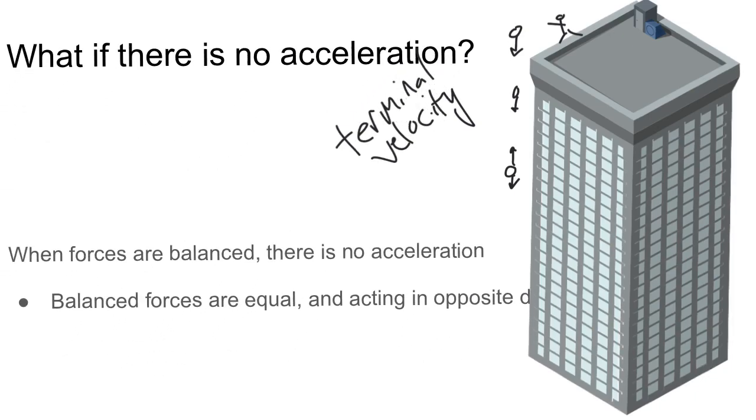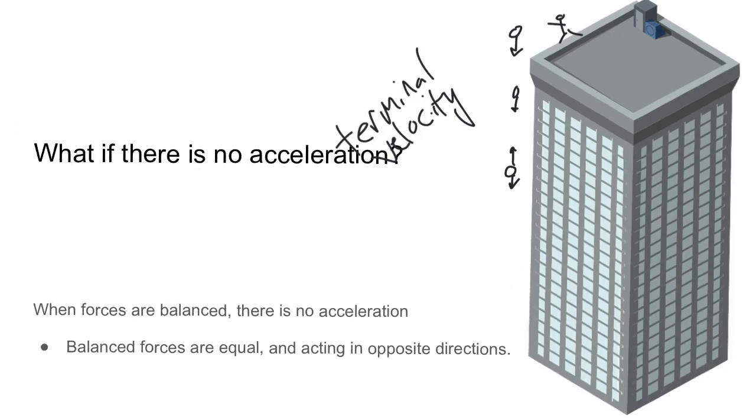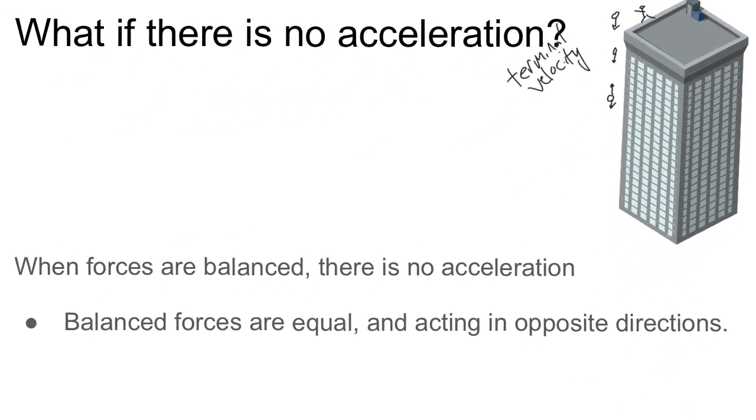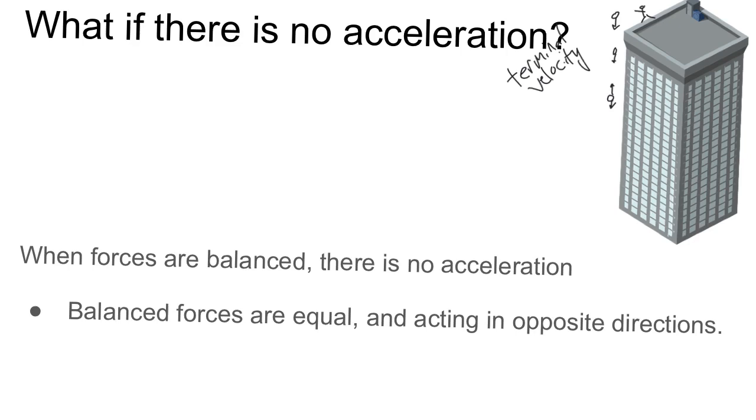And so the other principle behind these balanced and unbalanced forces is that when forces are balanced, there's no acceleration. Balanced forces are equal and acting in opposite directions. The force of air resistance is equal to the force of gravity acting downward on that baseball. And since they're equal in opposite directions, they're balanced out and there's no acceleration. The ball keeps moving at the same speed the entire time down its path.